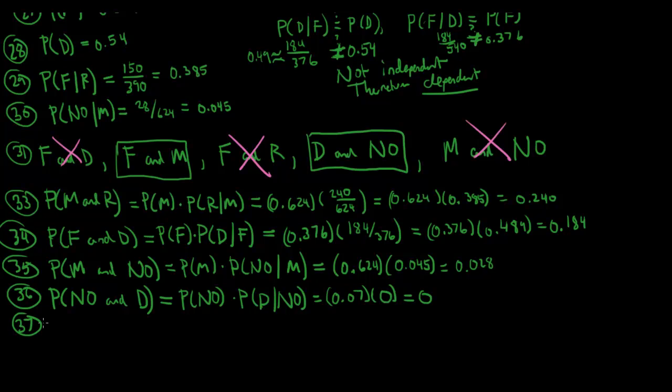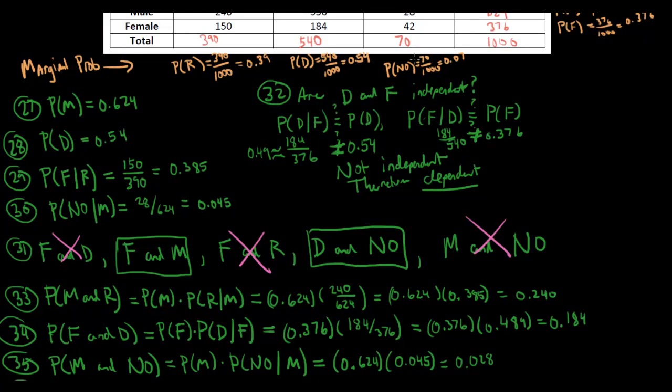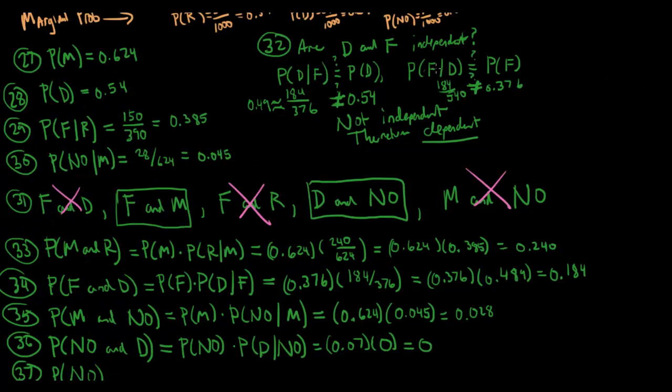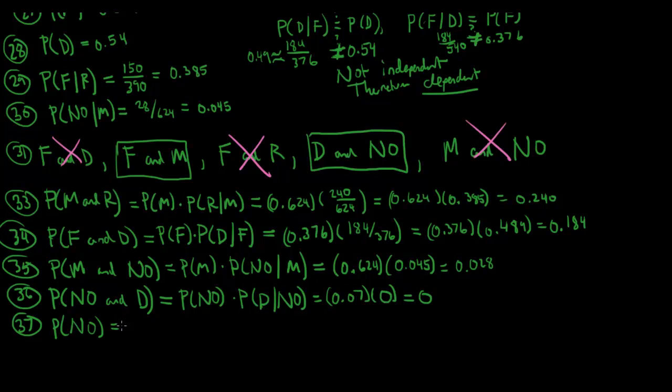37. The probability that a randomly selected participant has no opinion. Well, that's just a marginal probability. I kind of gave you a slow ball there. The probability that a randomly selected participant has no opinion. Well, that's just marginal. Let's scroll back up here. No opinion, 0.07. That's easy. All right, 38.